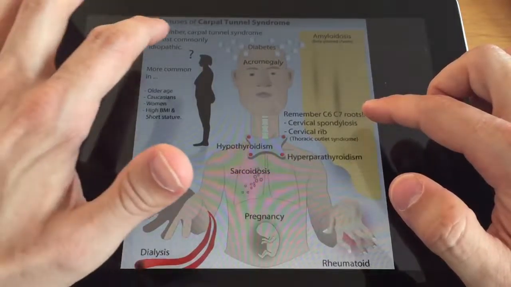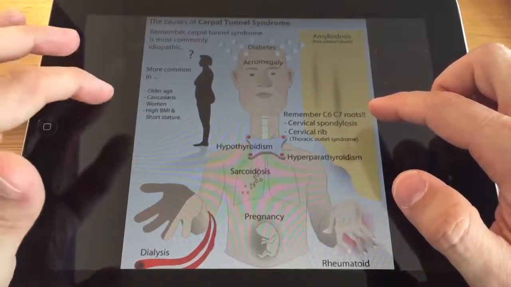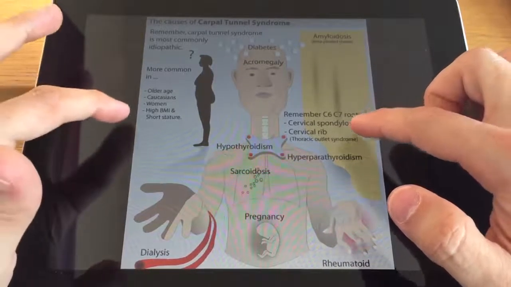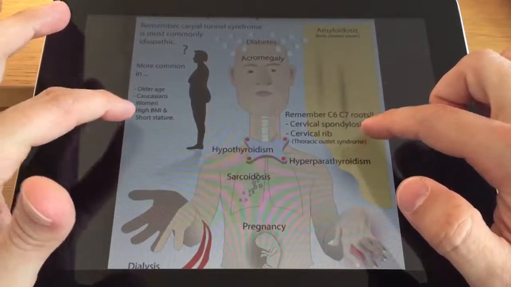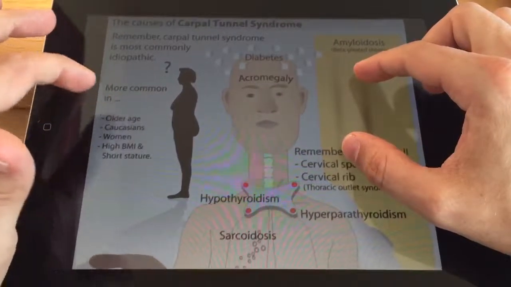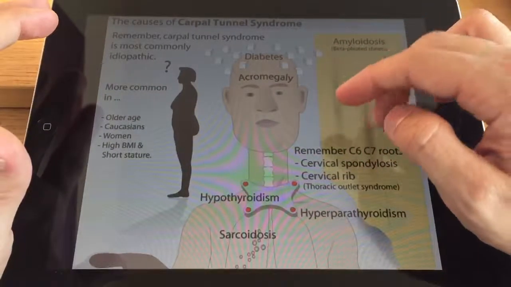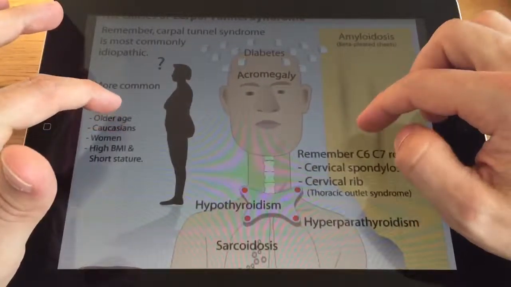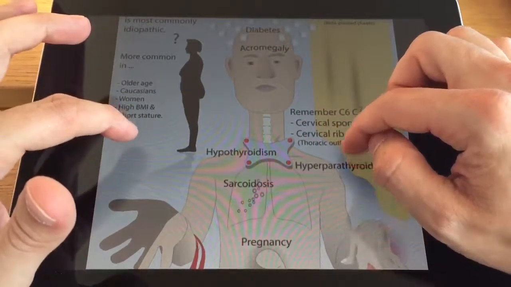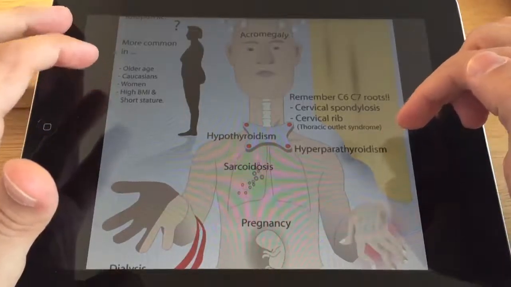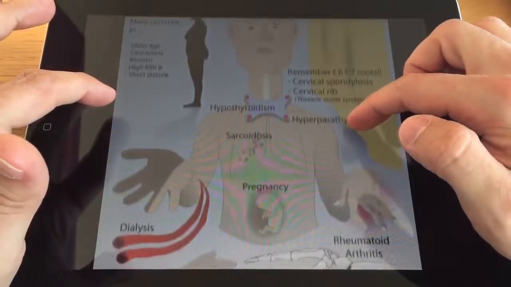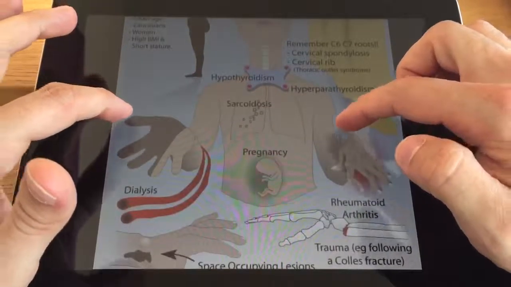Now the causes, so most commonly idiopathic, affecting older aged ladies, typically Caucasian, often with a high BMI and a short stature. So this silhouette helps to remind us about that. Other causes, diabetes, acromegaly with a wide jaw, hypothyroidism, blue indicating underactivity, or hyperparathyroidism, so red indicating overactivity there in the parathyroids.